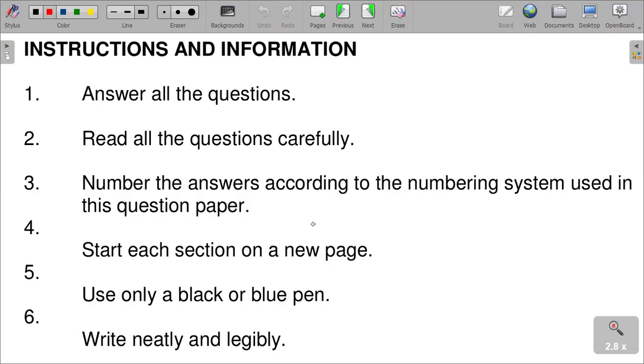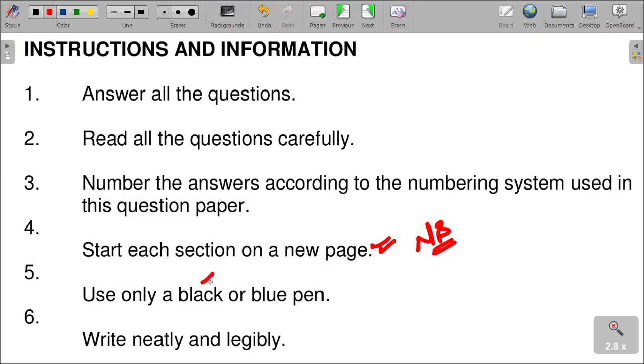You start each section on a new page. Each section on a new page is very important, class. Don't make mistakes, N6 learners. You need to know that very well. You finish Section A, Section B must start on a new page. Number 5, use a blue or black pen.